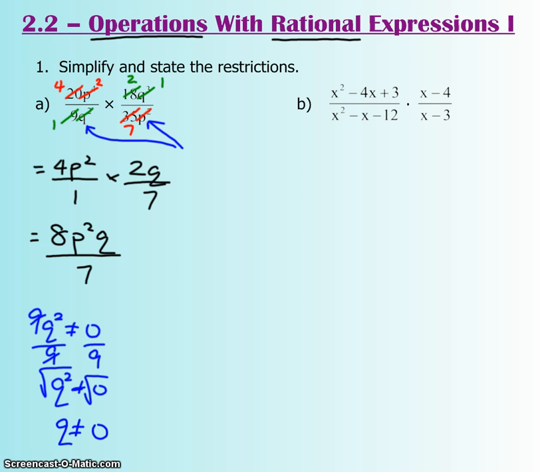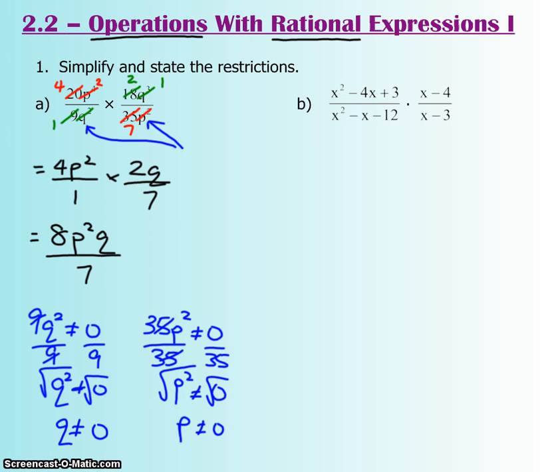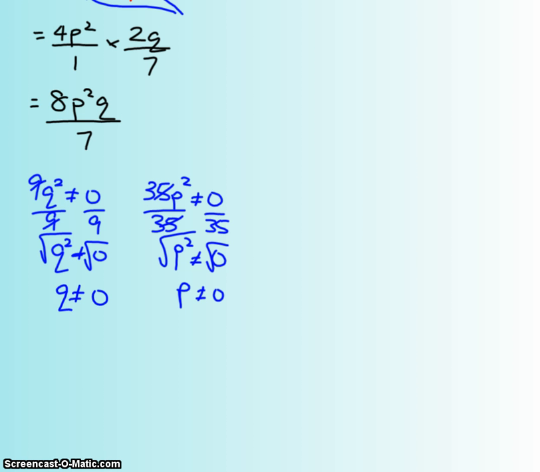The other one, 35p squared, cannot equal 0. So again, I'm going to divide out my 35, left with p squared cannot equal 0. Once I square root, I'm going to get p cannot equal 0. Just going to extend this a little bit. Therefore, p can't equal 0 and q can't equal 0. So those are my two restrictions for my variables.